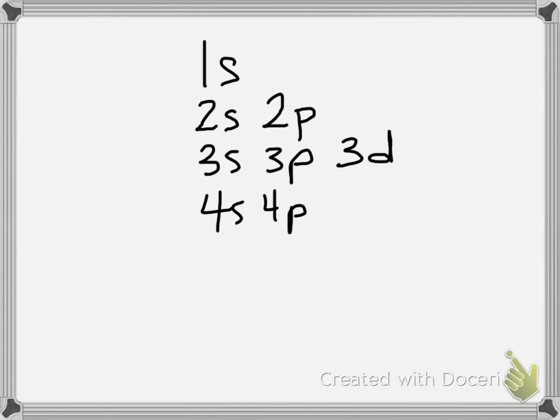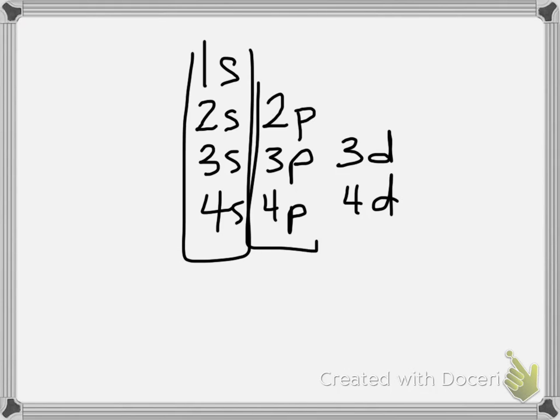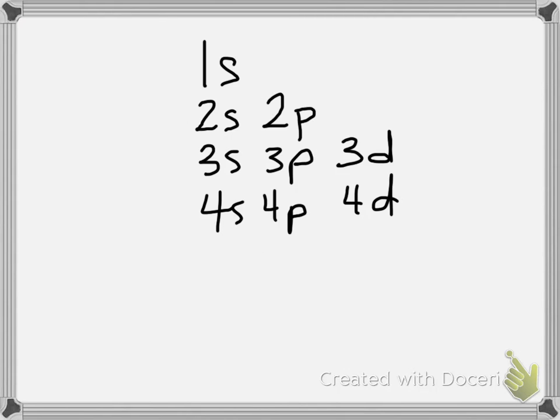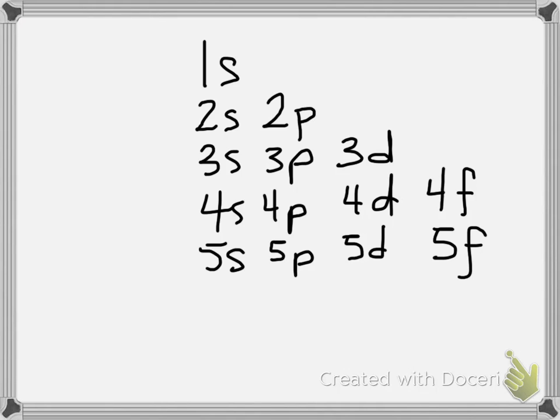4s, 4p, 4d. And notice that I'm being really careful to line these up neatly. That does matter, believe it or not. And then we write in 4f. Below that I'm going to put 5s, 5p, 5d, 5f. We know that 5g orbitals exist.